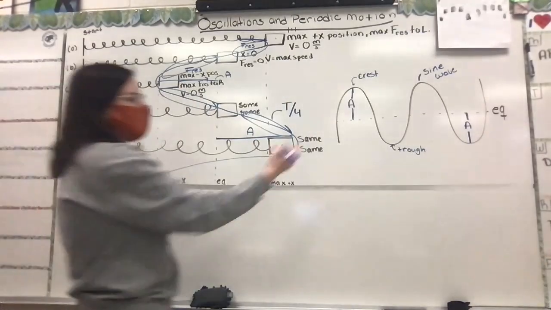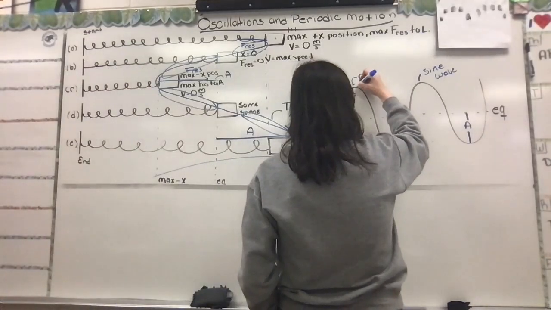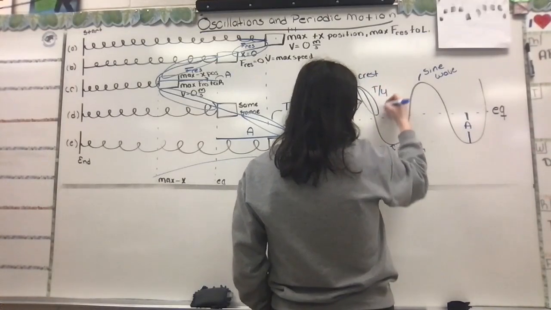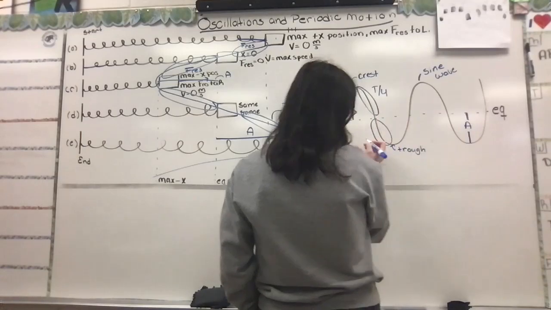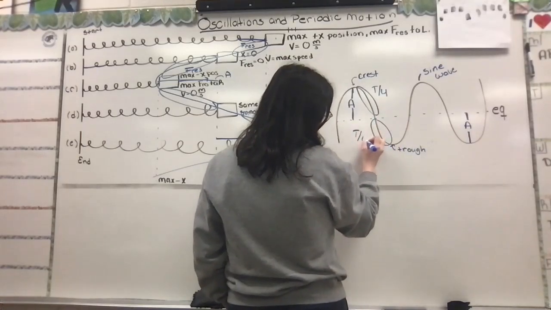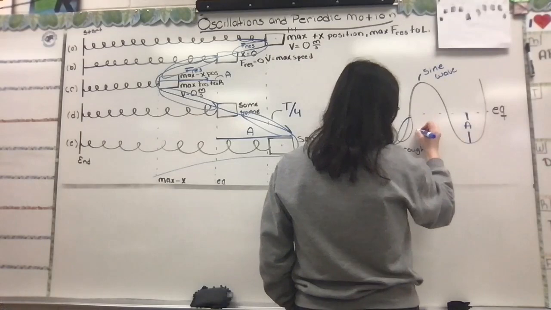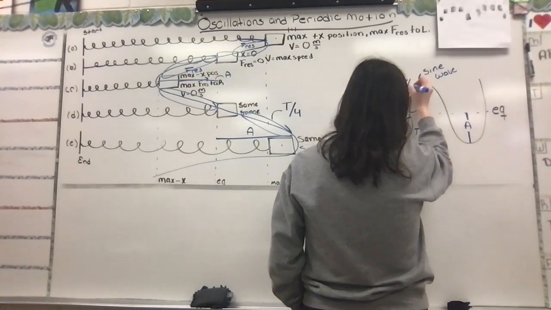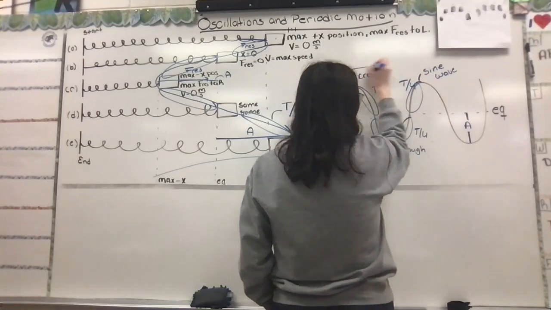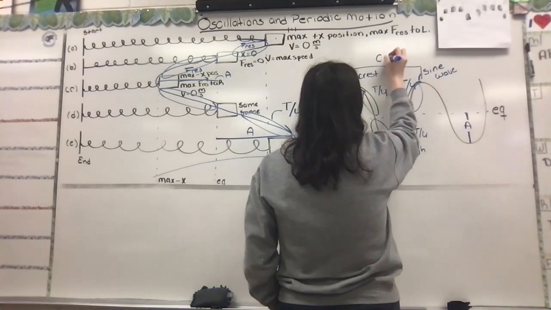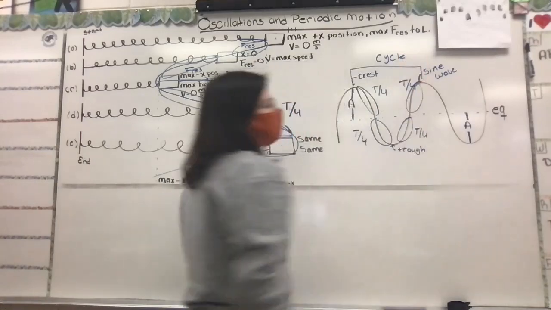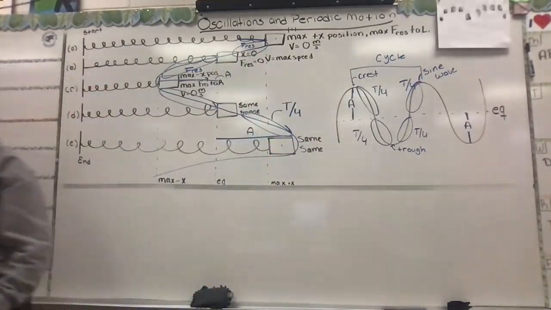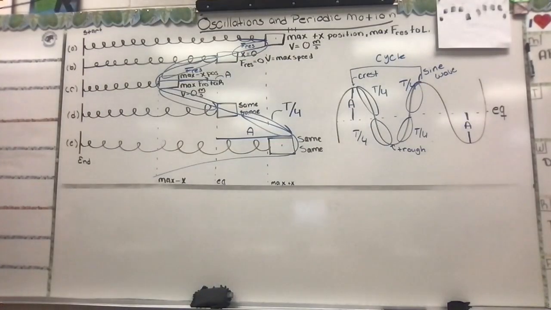So that means that if you want to look at it over here because it's more clean, to get from here to here, T over 4. From equilibrium to this minimum, T over 4. From here to here, T over 4, and then to get back up to the top again, T over 4. So from crest to crest is one cycle, just like over here. You see how we went from crest to crest? One cycle.